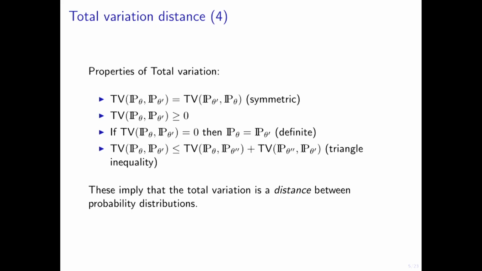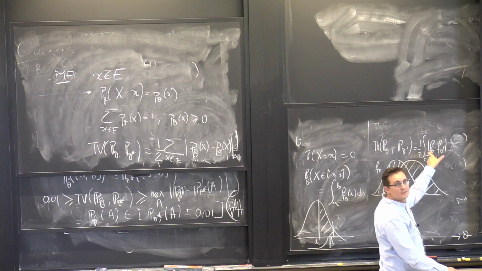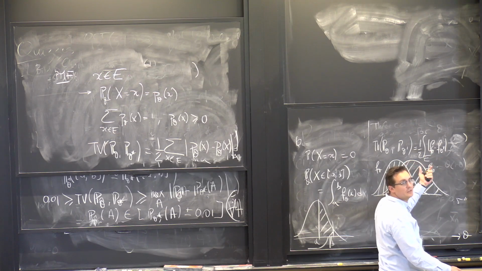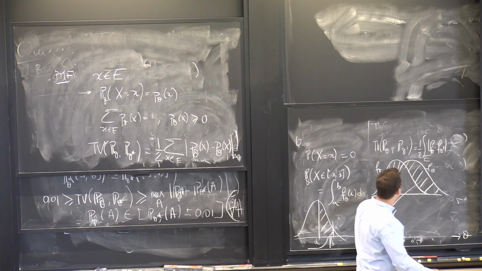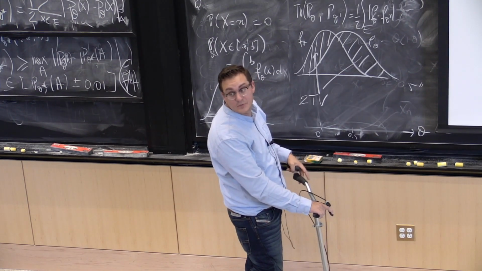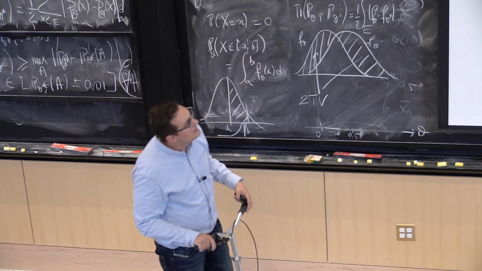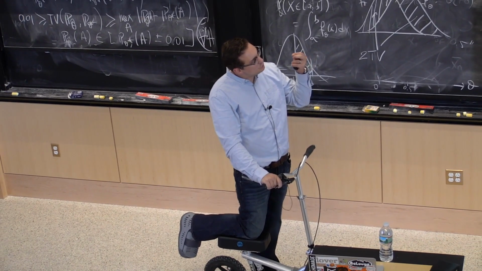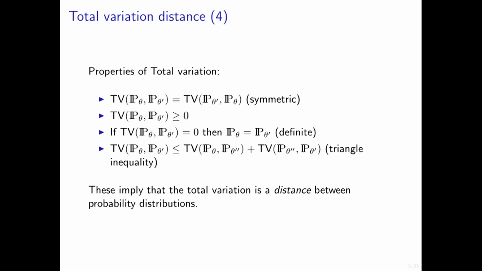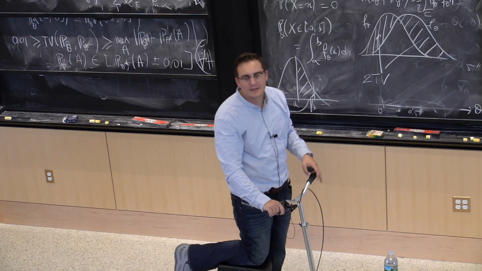It's non-negative. Is that clear to everyone that this thing is non-negative? Right? I integrate an absolute value. So this thing is going to give me some non-negative number. And so if I integrate this non-negative number, it's going to be a non-negative number. The fact also that it's an area tells me that it's going to be non-negative. The nice thing is that if TV is equal to 0, then the two distributions, the two probabilities are the same. That means that for every A, p theta of A is equal to p theta prime of A.